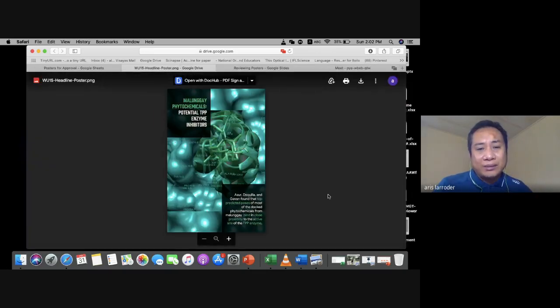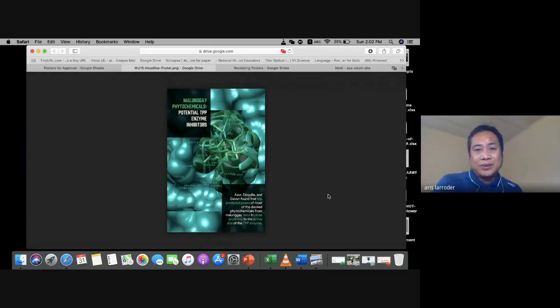Now, how about this one? Malunggay fighting potential TPP enzyme inhibitors. The poster is so dark. Sorry, children. Malunggay phytochemicals, potential TPP enzyme inhibitors. And then, it's very dry for me. What is the headline material of the title? I think you still have to improve.